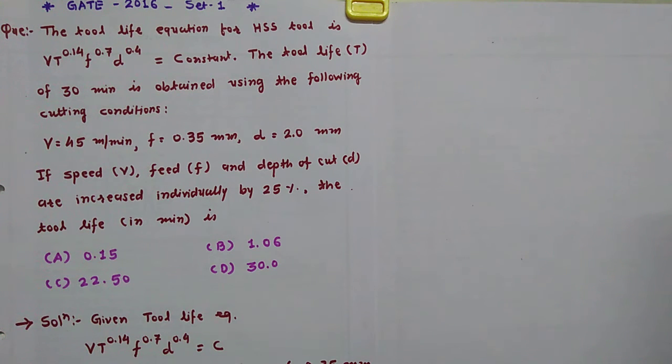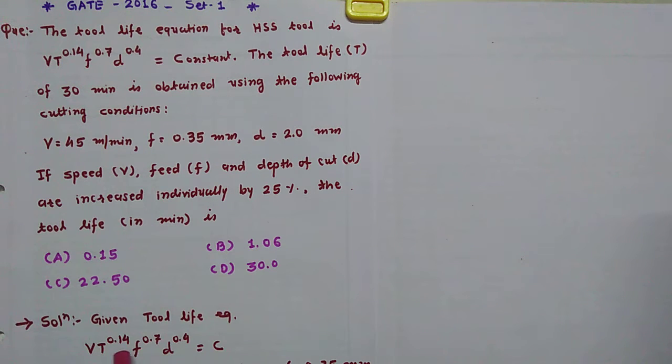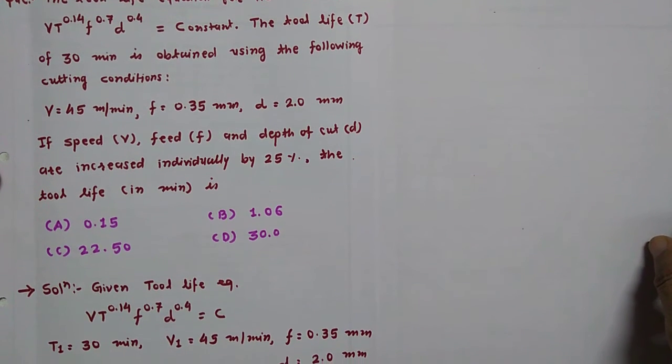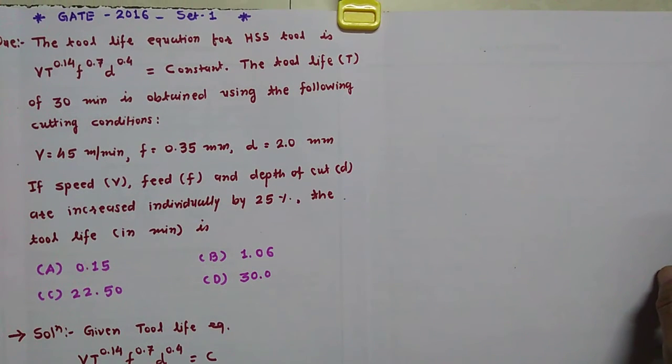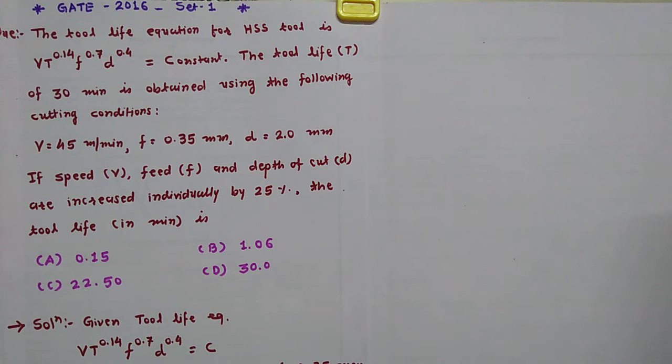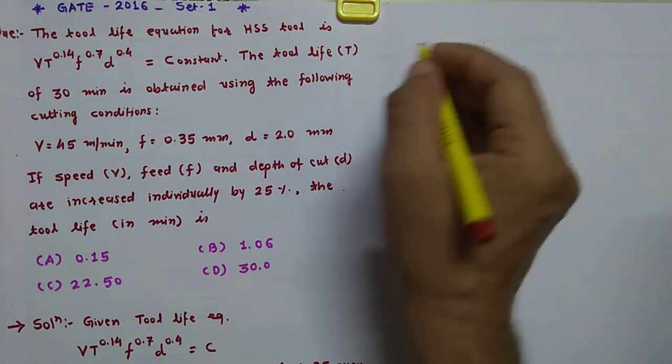So in the example, we have one condition, that is V T^0.14 F^0.7 D^0.4 is equal to constant. And also we have T1, that is 30 minutes, V is equal to 45 meter per minute, feed is equal to 0.35 mm and depth of cut is 2.0 mm. So as per the given equation, we can find out the tool life.